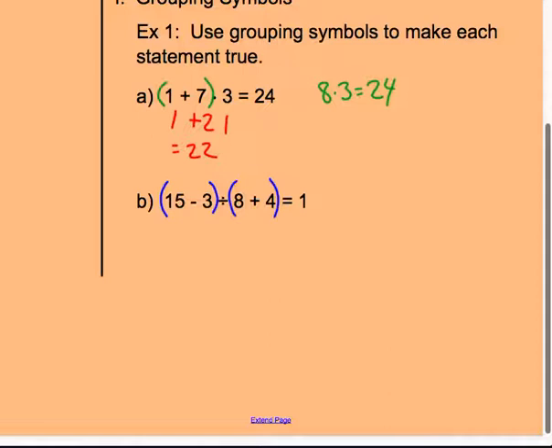So I could also throw grouping symbols or parentheses around the 8 plus 4. 15 minus 3 is 12. 8 plus 4 is 12, and 12 divided by 12 is indeed 1.